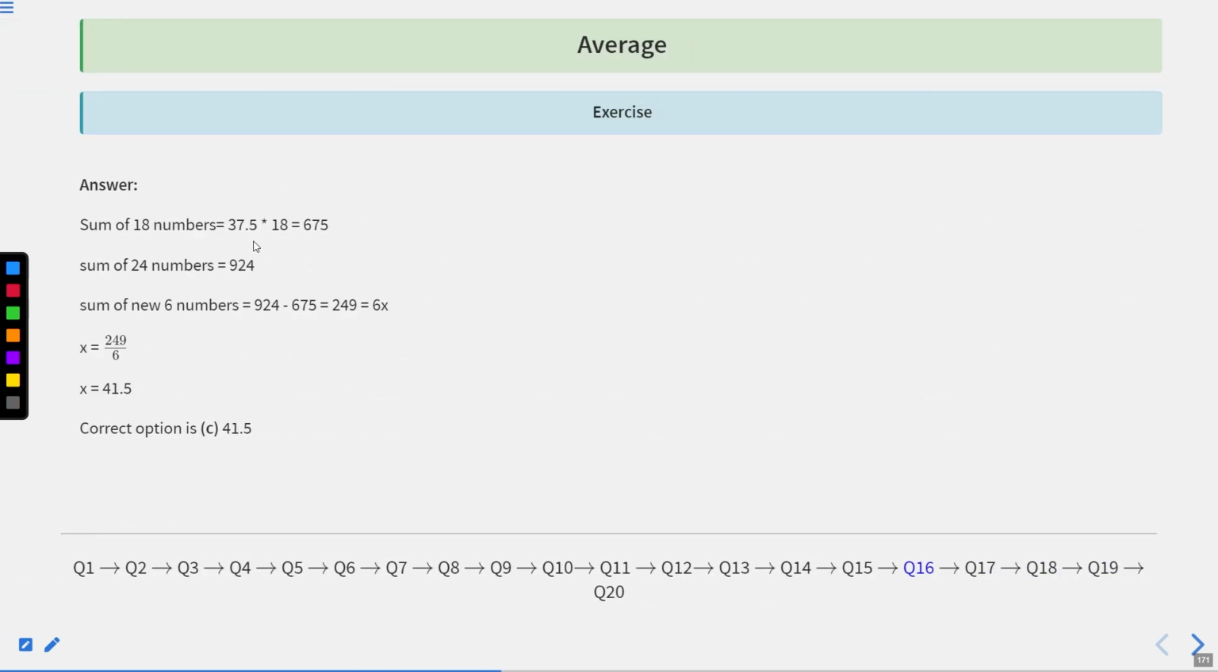So the sum of 18 numbers is 37.5 times 18, that is 675. The sum of 24 numbers is equal to 924. So the sum of the new 6 numbers will be 924 minus 675, that is equal to 249, equal to 6x. So x is equal to 249 upon 6. So that is x equal to 41.5. So the correct option here is option C, that is 41.5.